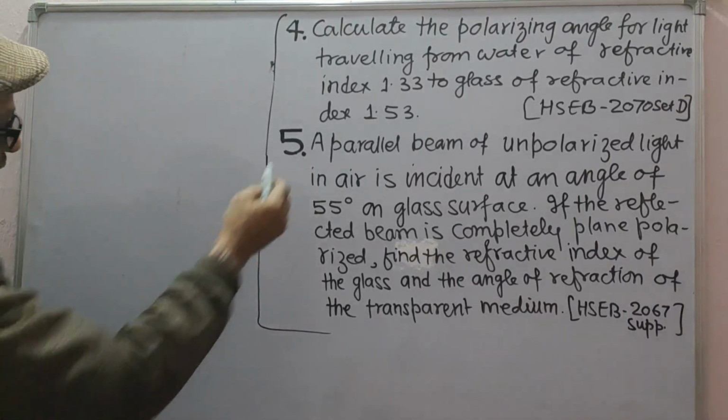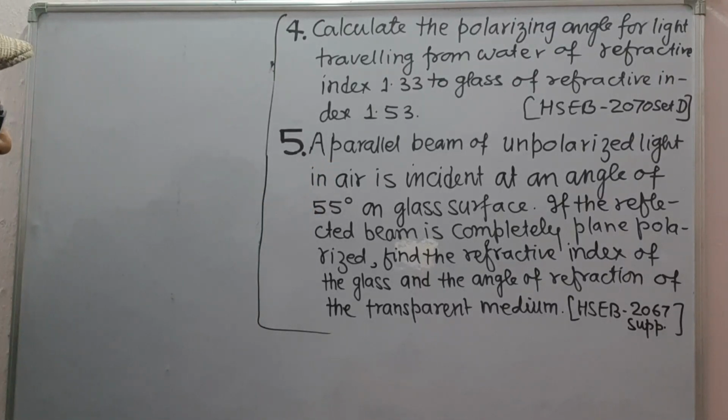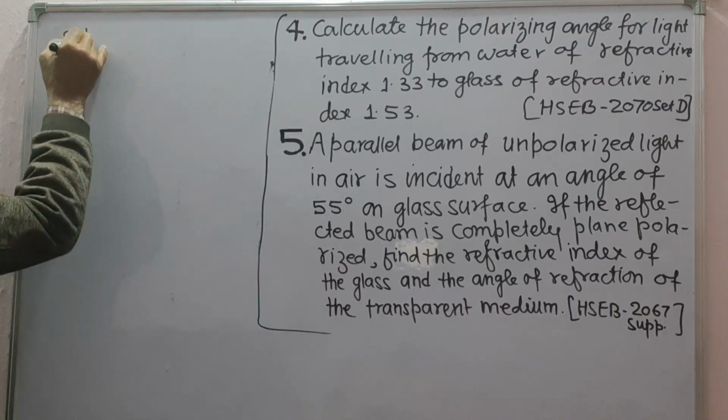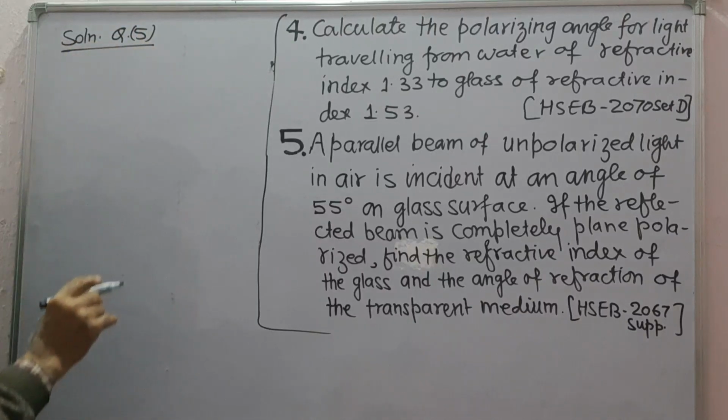Next, question number 5. A parallel beam of unpolarized light in air is incident at an angle of 55 degrees on a glass surface. If the reflected beam is completely plane polarized, find the refractive index of the glass and the angle of refraction of the transparent medium. Solution to question 5.